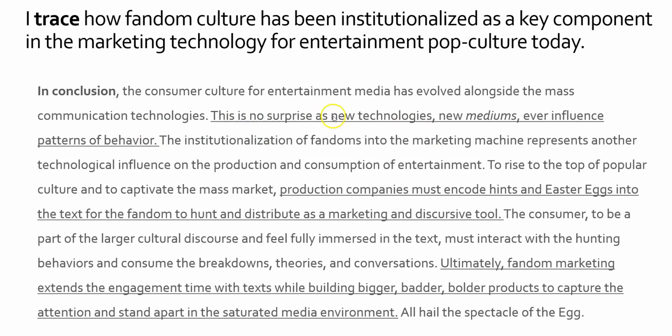So the concept of influencing behavior, the way that production companies are encoding special hints and Easter eggs so fandoms can make theories about it and share it, and it goes viral. And then, ultimately, another big picture call to action type of thing is that fandom marketing extends engagement time. We have way cooler products now, and we get to capture more attention, which helps them stand apart, right? That's the big picture implication of the work.